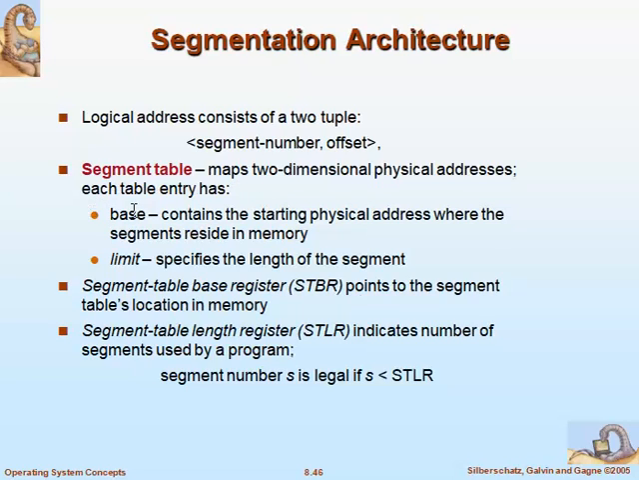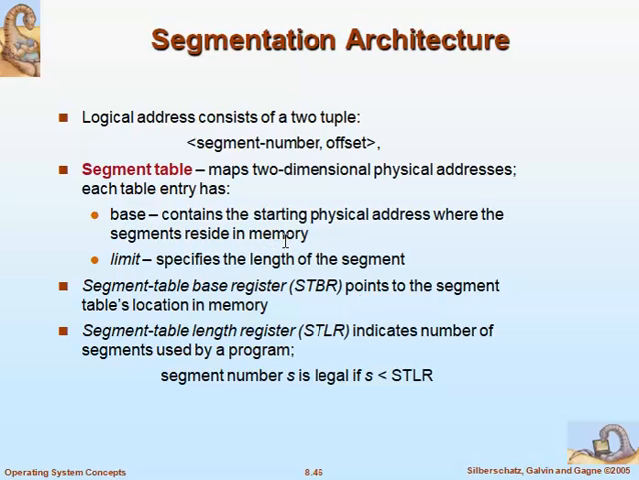Each table entry has base and limit values. What is the segment table? The segment table will have an entry for each of these segments, and it will have two values. Those are the mandatory values that are required: one is the base value and one is the limit value. And what is the base value? Base contains the starting physical address where the segment resides in memory.